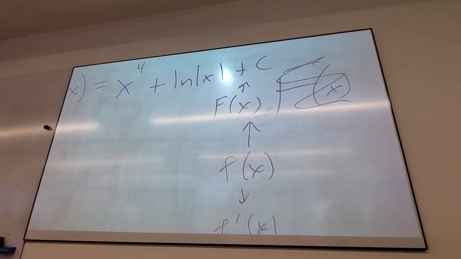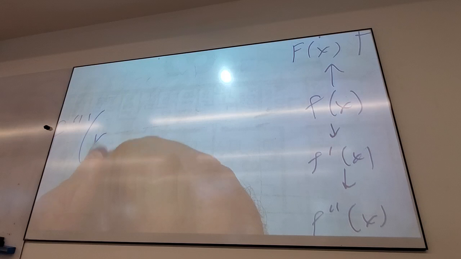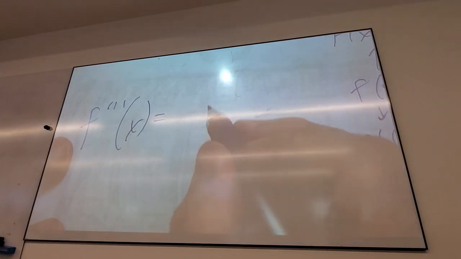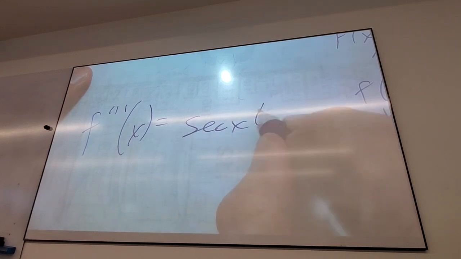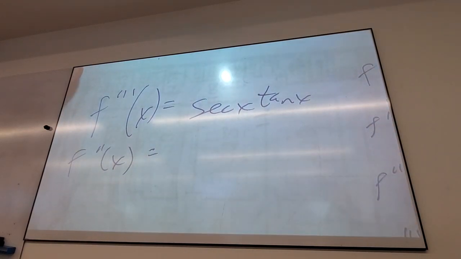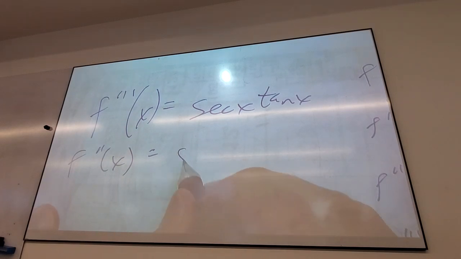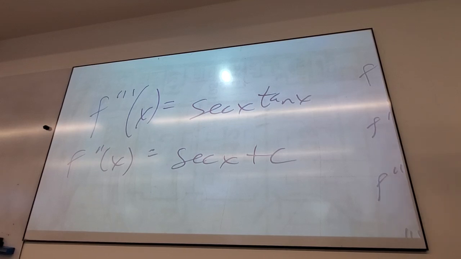Do we have to know how to go from like second prime to the original? Yeah, sure. Okay, watch this. If f triple prime of x was what, Jeff? I don't know. Secant x tangent x. What was f double prime of x? Secant x plus c. Yes. There you go. So if I go one step back in the levels of derivatives, that is antiderivative.